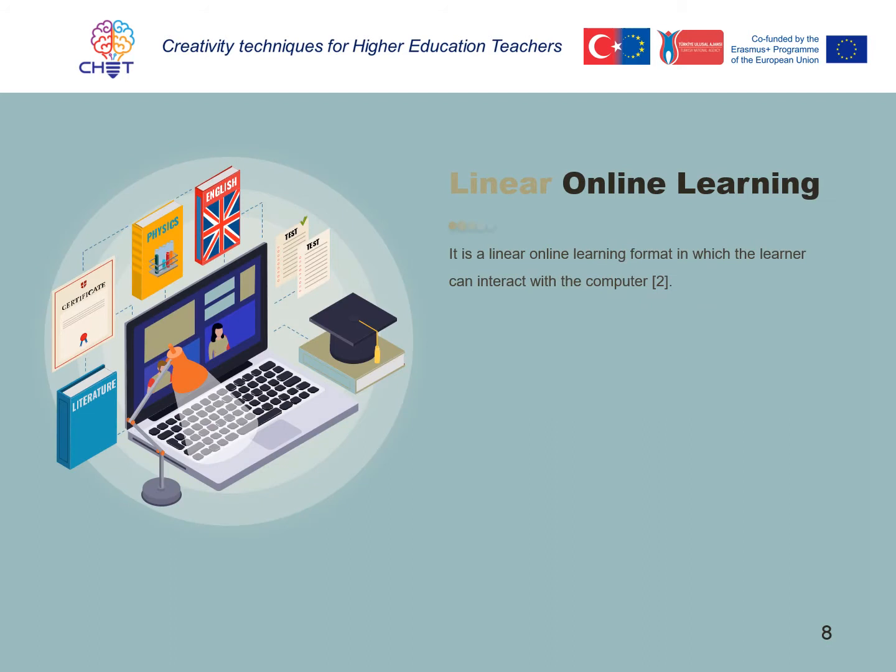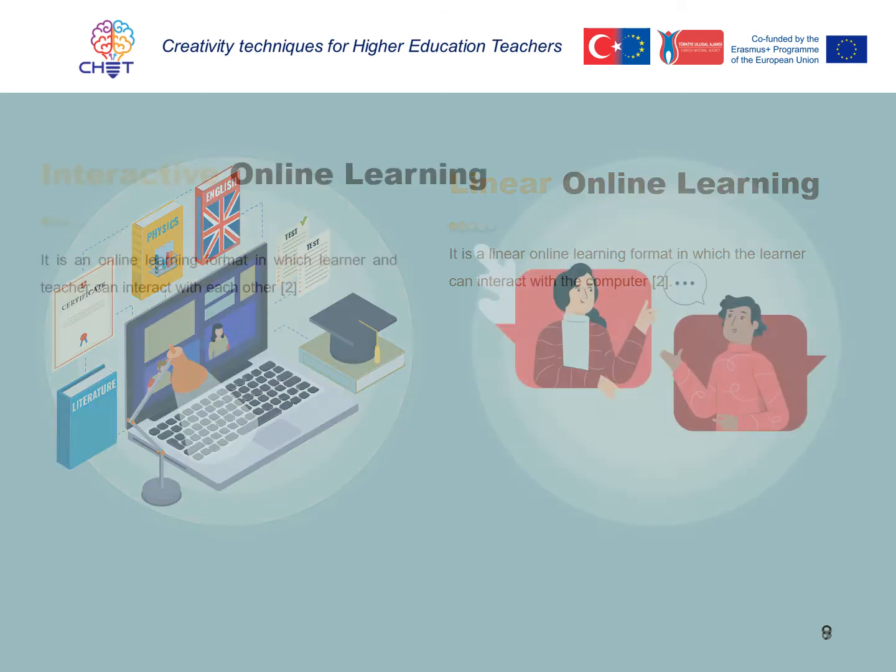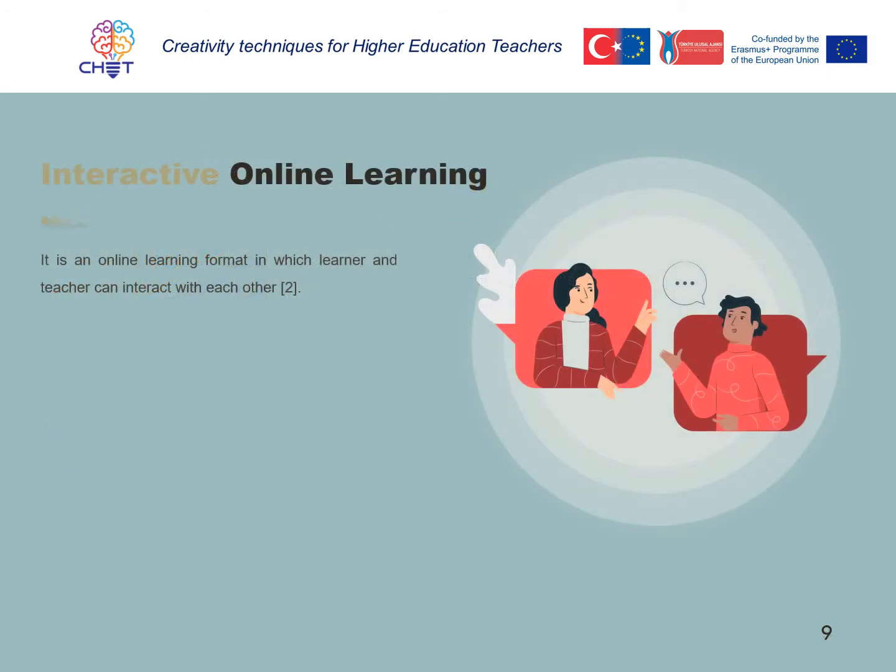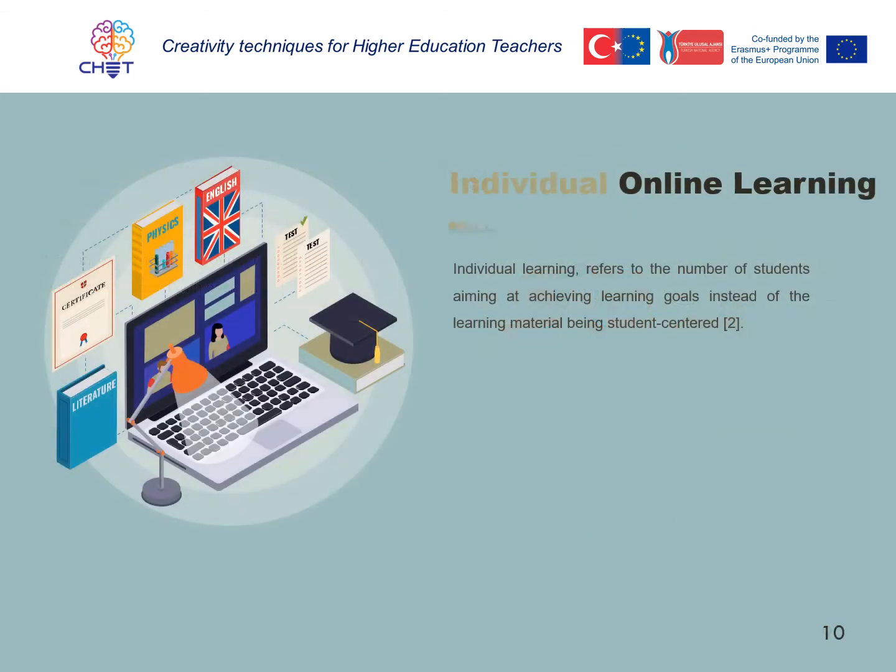Linear online learning. It is a linear online learning format in which the learner can interact with the computer. Next one is interactive online learning. It is an online learning format in which learner and teacher can interact with each other. Individual online learning. Individual learning refers to the number of students aiming at achieving learning goals instead of the learning material being student-centered.